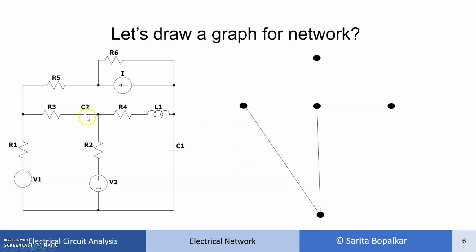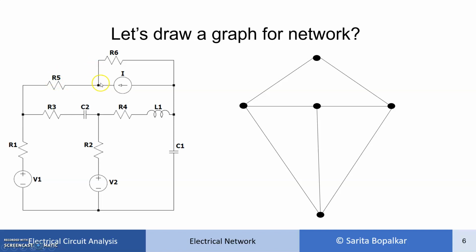Second, this node and this node are connected by this branch, and this node and this node. It holds the network element capacitor. You can see here these line segments, we are connecting the nodes by a line segment which holds the network element. We are not checking whether it is resistor, inductor or capacitor or any other element. Then we are connecting this node and this node which holds this R5.